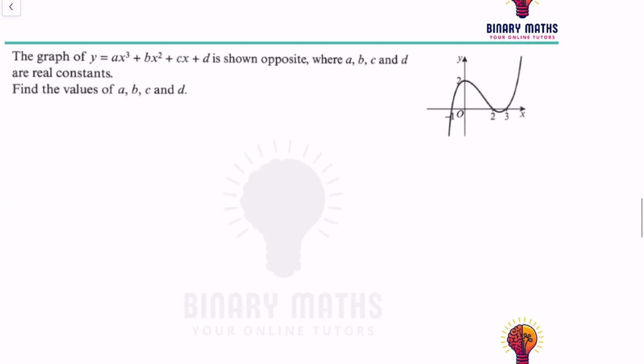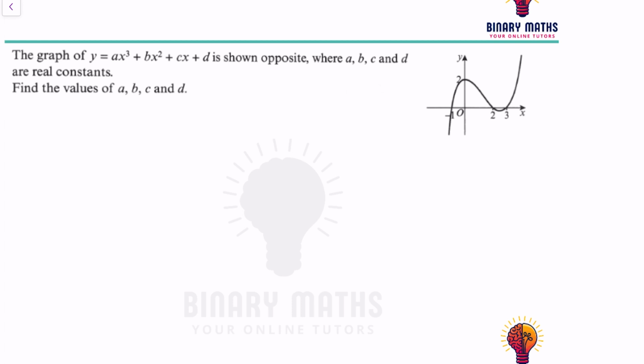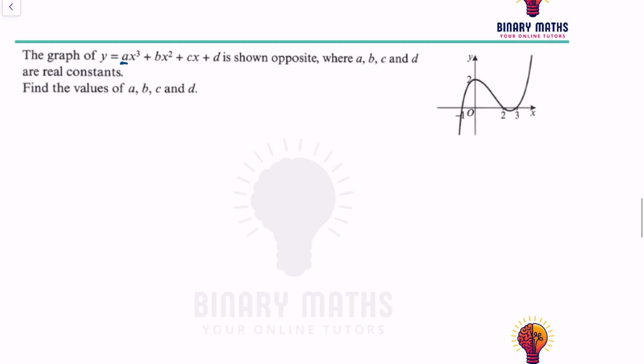Okay, next question. The graph of y equals ax cubed plus bx squared plus cx plus d is shown opposite, where a, b, c, d are real constants. Okay, the key thing here is a is not 1. Okay, so be very careful with that. Find the values of a, b, c, d.